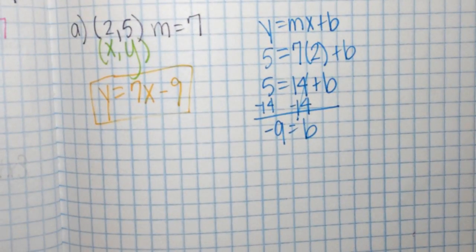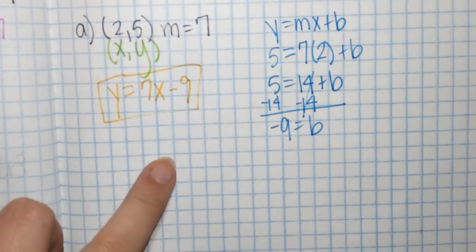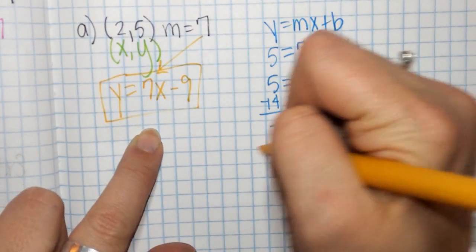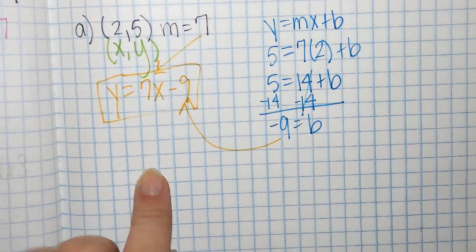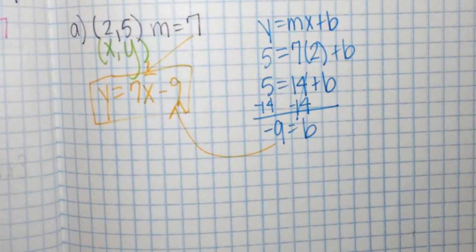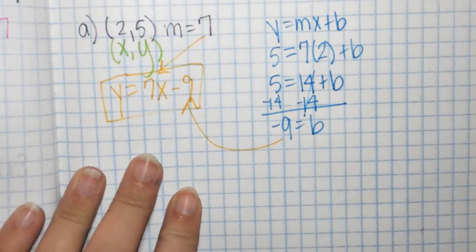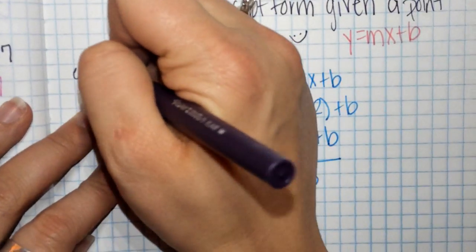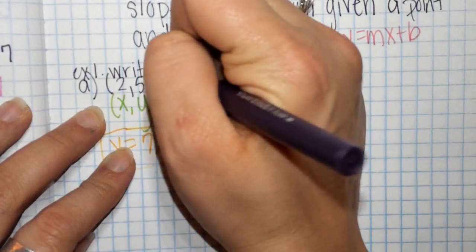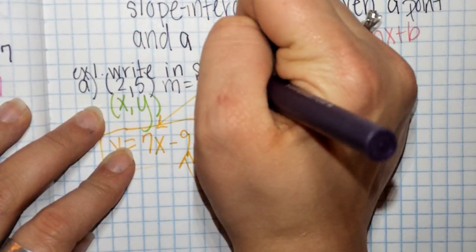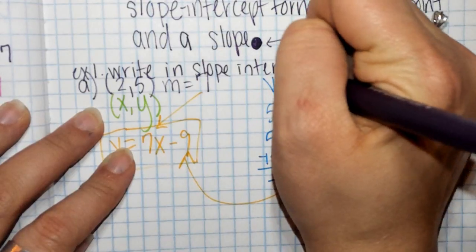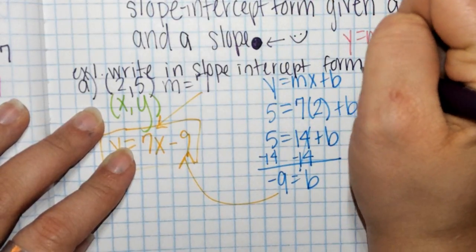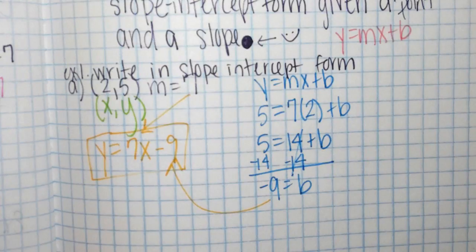Does everybody see where I got that from? I took my 7 from right here and my B from right here and I plugged it into slope-intercept form. And I'm going to write my directions at the top so that we know what we're doing instead of being a crazy person. Example 1. Write in slope-intercept form. Make sure you write the directions up there just so we have them.